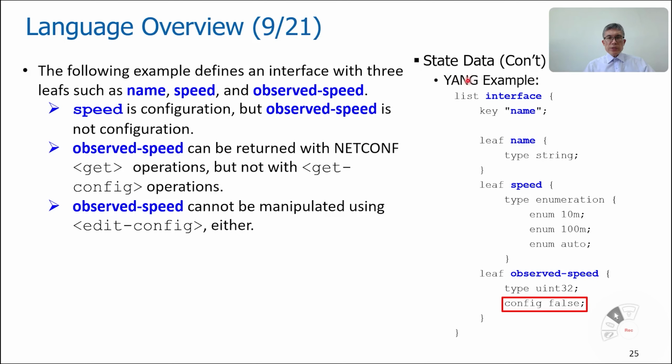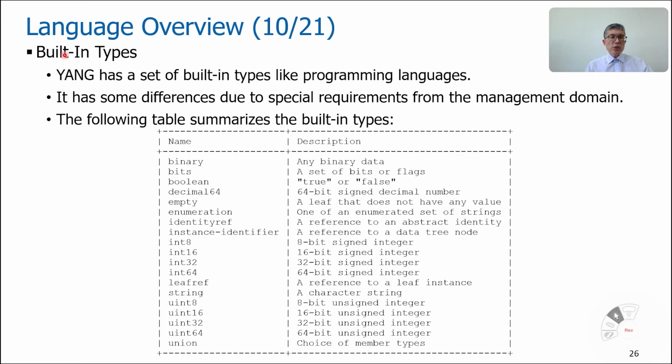So, for example, in the state data case, we have an interface, like a network interface, with a name and a speed. The observed speed is not configured. First, this means it is just observed, not actually configured using edit-config or get-config. You cannot use it, just the get operation, used to get.